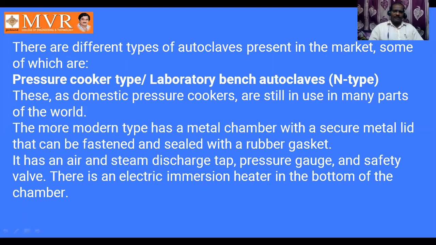To safeguard the steam that is generated by the heater, we provide a rubber gasket, and at the same time a metal lid will be there and a pressure gauge to measure it. A provision is there for the tap to discharge the steam and to release the air. So this is the method followed in a pressure cooker type or laboratory bench autoclaves. This is called N type.